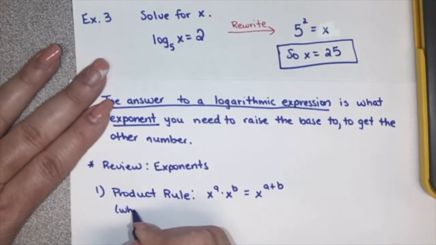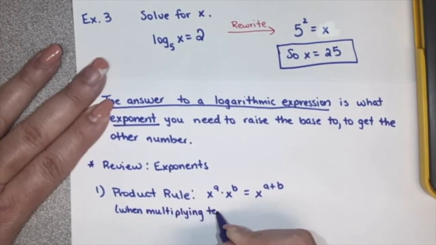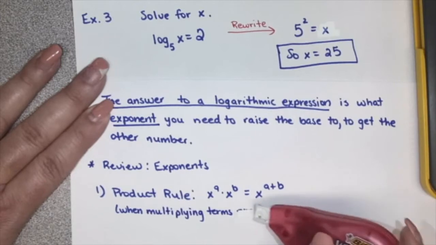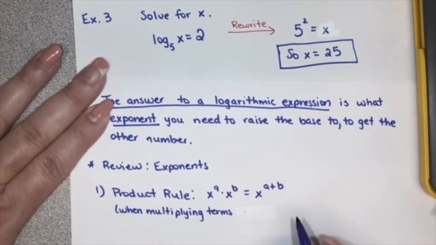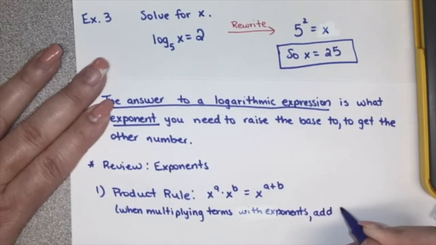So here's the gist of the rule. When multiplying terms with exponents, add the exponents. I don't want to get really wordy with this. The bases do have to be the same. So that's kind of a given. So when multiplying terms with exponents, as long as it has the same base, you're going to add the exponents.